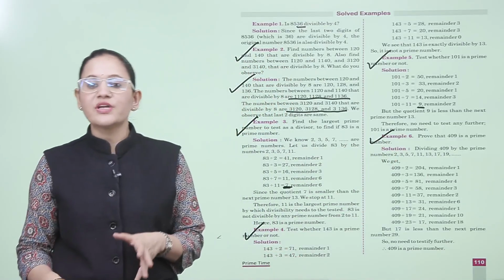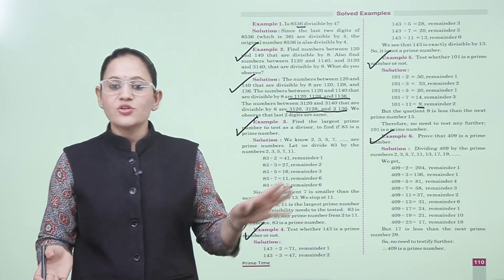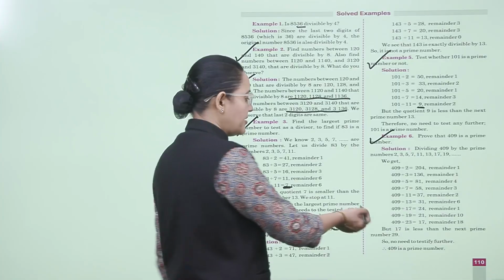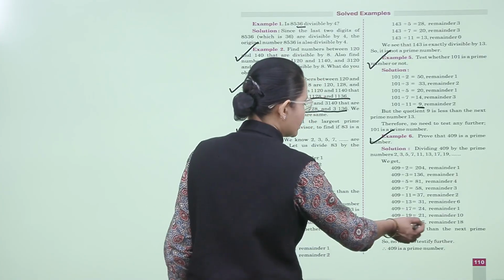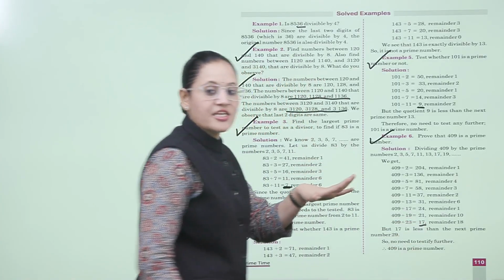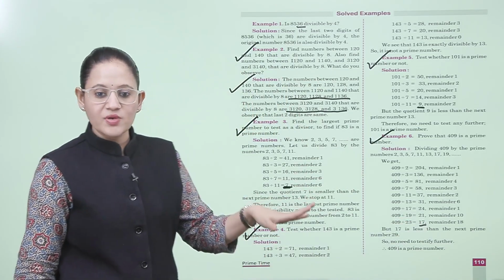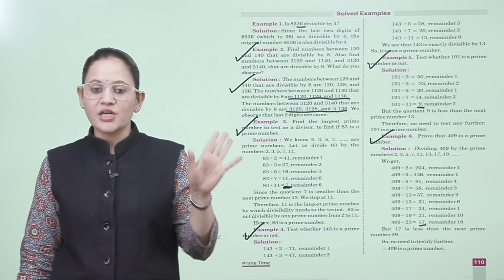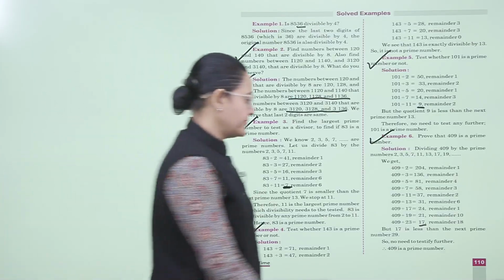Next example, example 6. We have to prove that 409 is a prime number. So we will divide 409 by all the prime numbers. We will keep dividing. Here the quotient is 17, which is less than the next prime number, which is 29. So we cannot divide any further, that means 409 is a prime number.